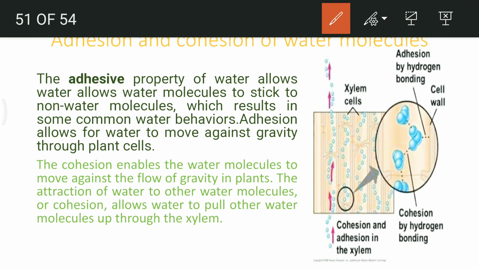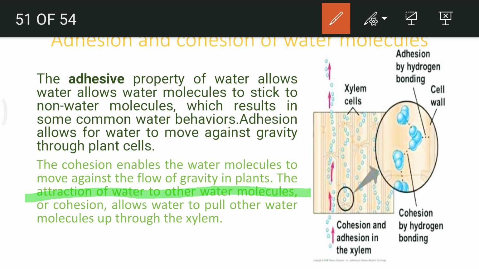So I said to think about the non-water molecules to be the xylem, the walls of tracheids. Let it be the walls of tracheids. Now what is cohesion? Cohesion is the attachment or the pull of two water molecules to each other. So let's see what exactly is cohesion. Cohesion enables the water molecules to move against the flow of gravity in plants. The attraction of water molecules to other water molecules is known as cohesion.